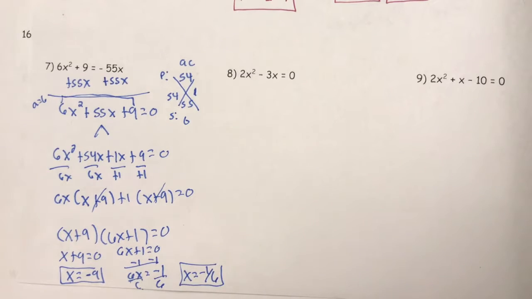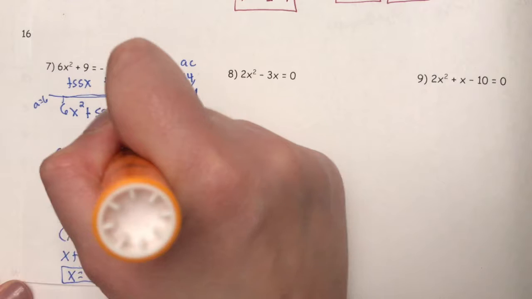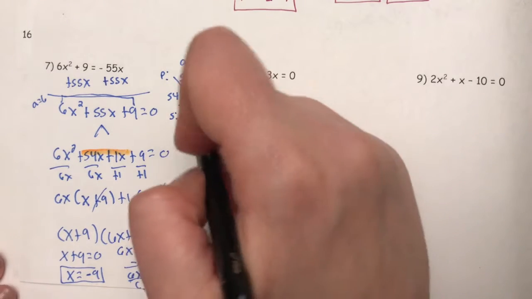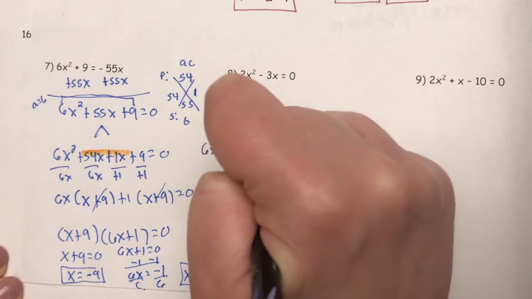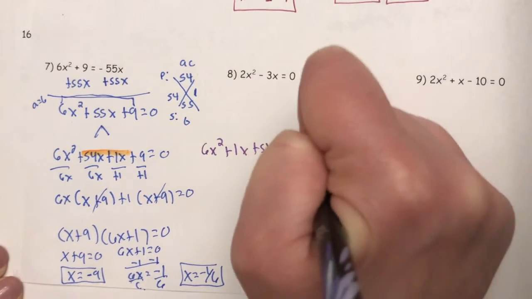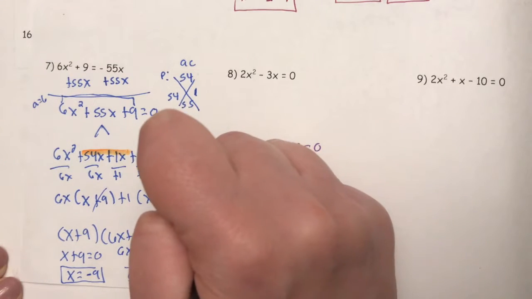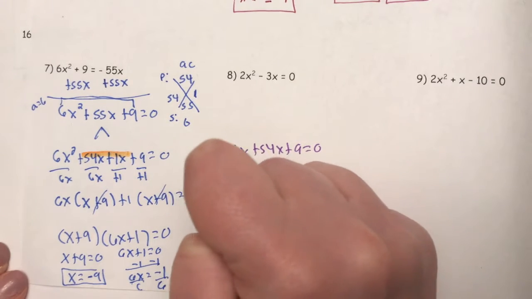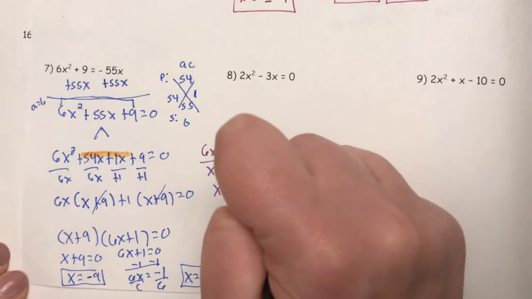Now, I do want to say this, order does not matter. If you notice here, I put 54x plus 1x. Some of you may have written it in the other order, and I'm just going to show that real quick. If you had written it in the other order, you would have 6x squared plus 1x plus 54x plus 9 equals 0. Now, out of the first one here, the only thing we can factor out is an x. So we are going to be left with 6x plus 1. And out of the second set, I can factor out a positive 9.